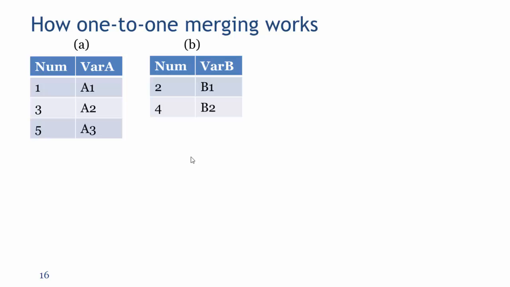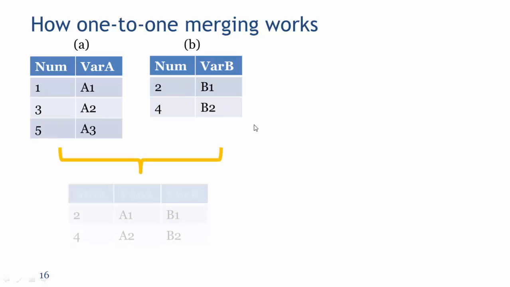Consider 2 datasets, A and B. A has 2 variables and B has 2 variables. And they have a common variable called num. And variable A is unique to dataset A, and variable B is unique to dataset B. And notice the numbers 1, 3, 5, 2, and 4. These row identifiers are also unique.